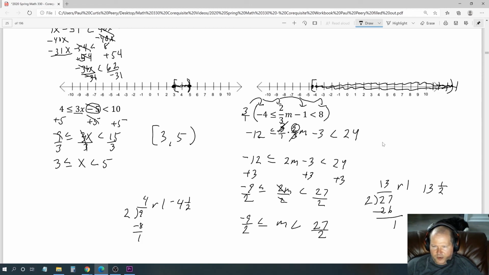Okay, so from there, you're going to write this in interval notation. It basically just looks like this, right? You can actually write that as an improper fraction. You don't have to simplify for my math lab usually. But you have a parenthesis next to the negative 9 halves, and you have a bracket next to the 27 halves. There you go.